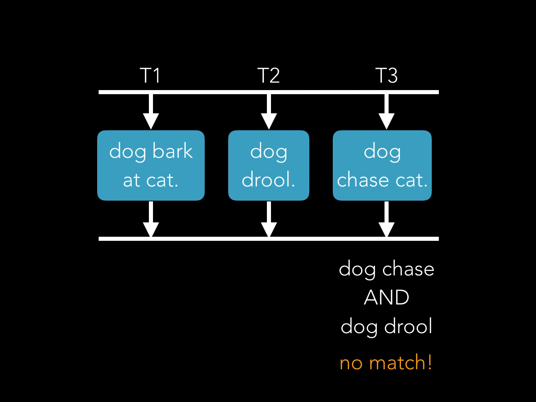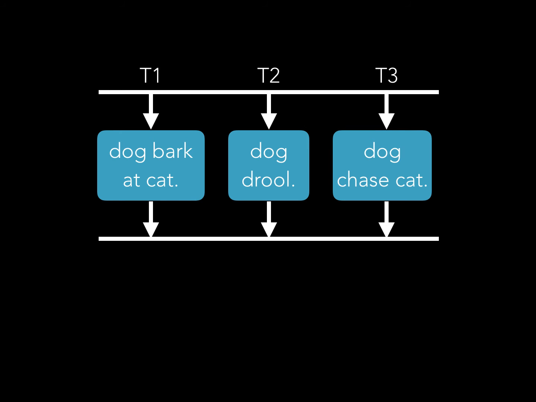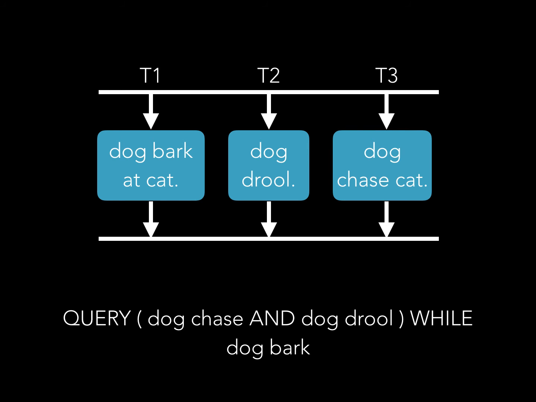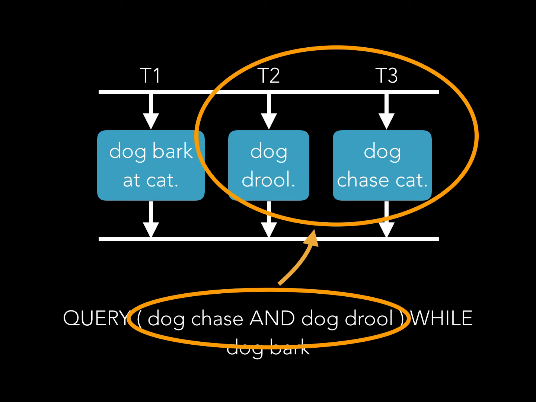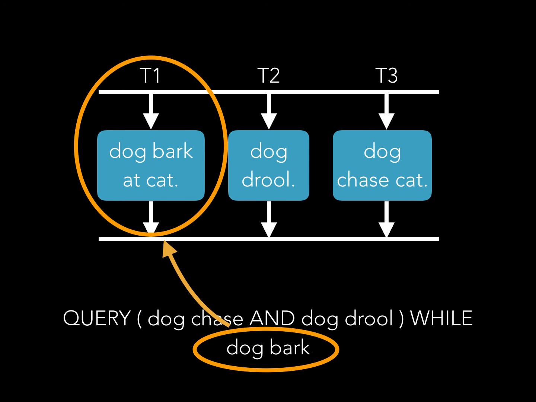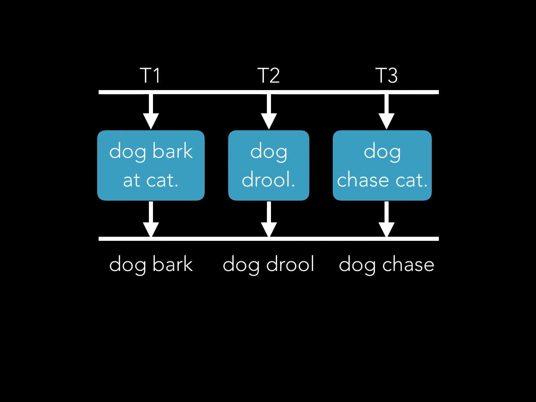What is required then is to look at pairs of thread groups which are compared to the left and right sides of the while expression. For example, when we compare the left side of the while expression to T2 and T3 and the right side to T1, then we have a match.